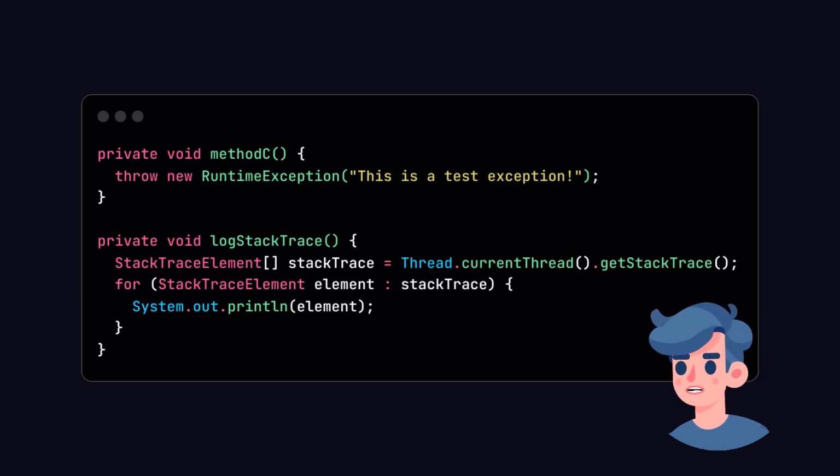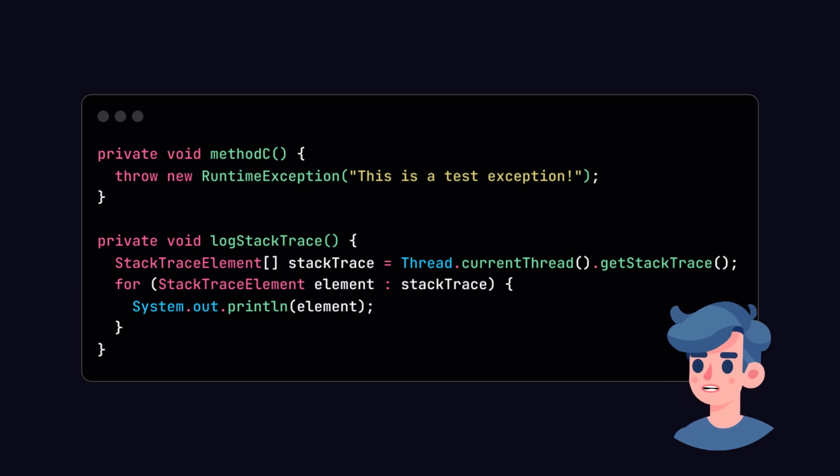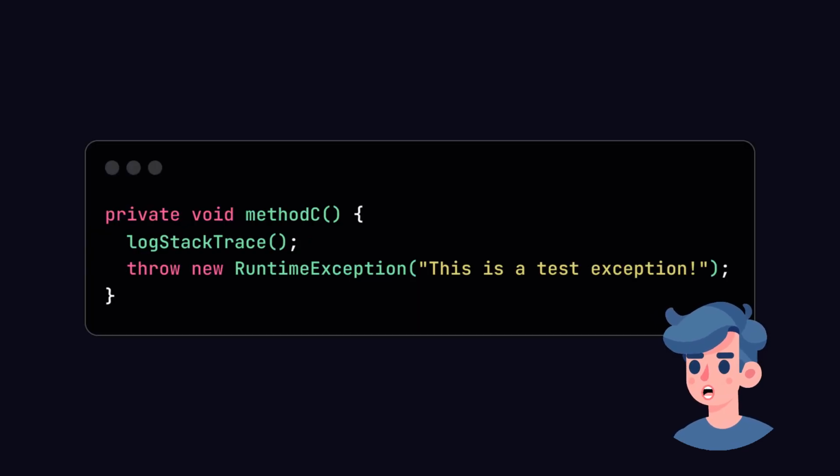We can also programmatically retrieve the call stack within our Java code. To demonstrate this, we can use the Thread.currentThread().getStackTrace method. Here, we've added a new method called logStackTrace, which retrieves the current stack trace and prints each element. Now, before throwing the exception in method C, we'll call our logStackTrace function. This way, we can log the call stack before an exception is thrown. Let's see how it works.